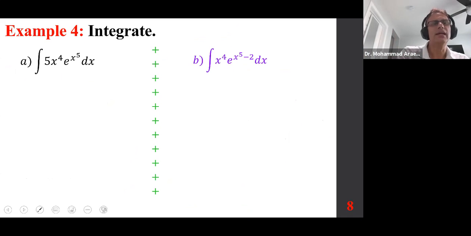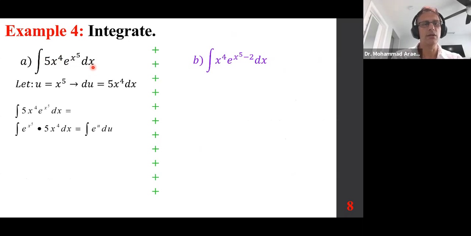Anytime we have exponential functions, normally the exponent is a choice of u. When u is x to the power of 5, the derivative is 5x to the power of 4, and du becomes the product of 5x to the power of 4 dx. So this transforms to the integral of e to the power of u du, which is e to the power of u plus a constant. Replace it, and you're done.